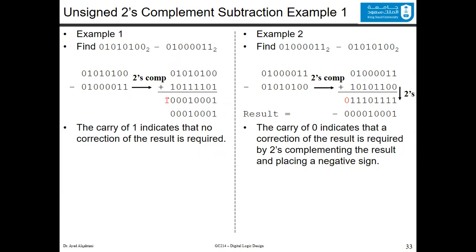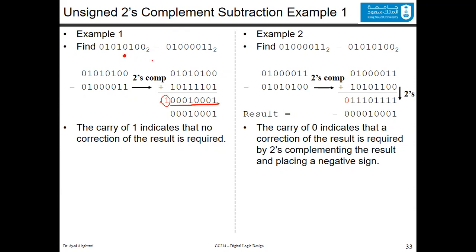This last carry is the end carry. And since we have an end carry, it's indicating that the remaining bits here are the correct result. The carry of 1 indicates that there is no correction, and the result is this one. And you can see that if you subtract those two numbers, try to convert this to decimal.